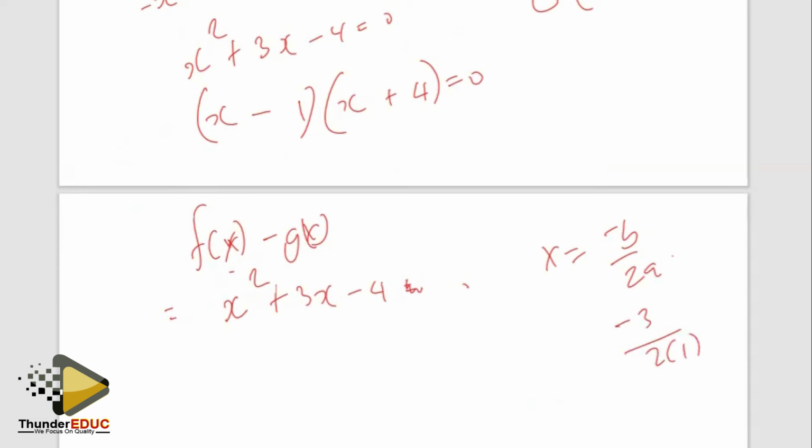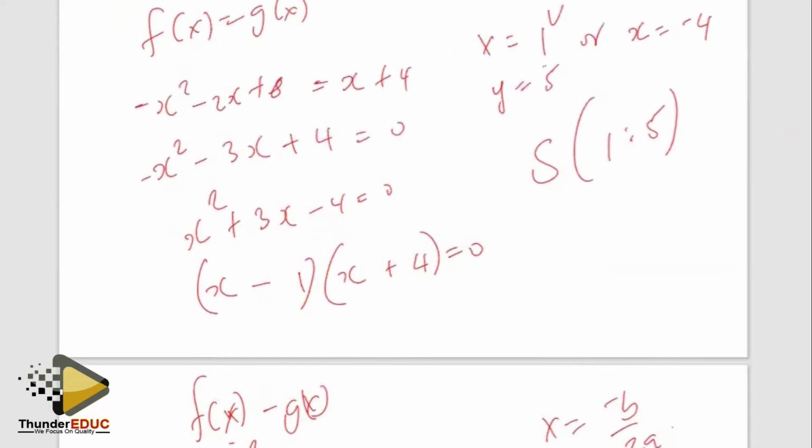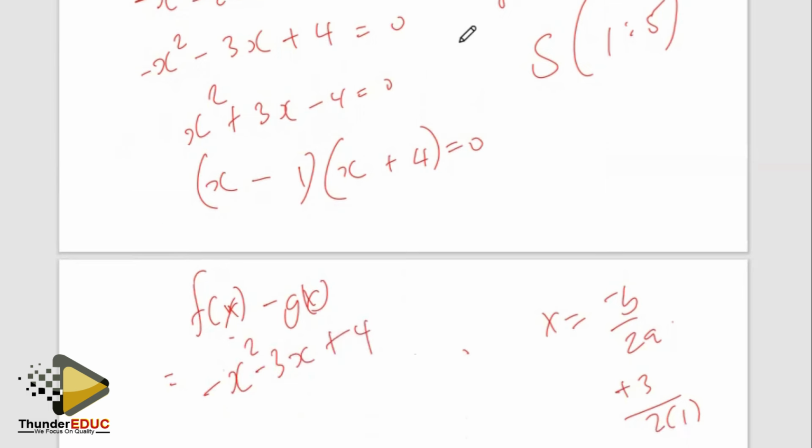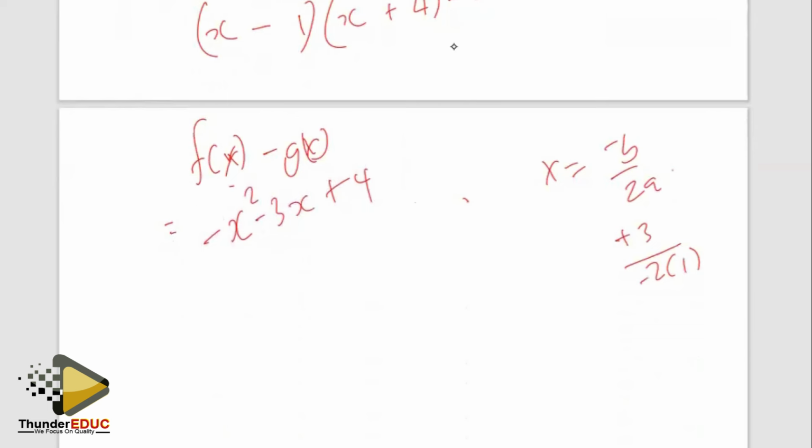What did I do? I messed it up again. Let me use the original and not this simplified one, because the original was negative. So the original is negative x squared minus 3x plus 4. Which means a negative, which is a plus, over negative 2, and then that.